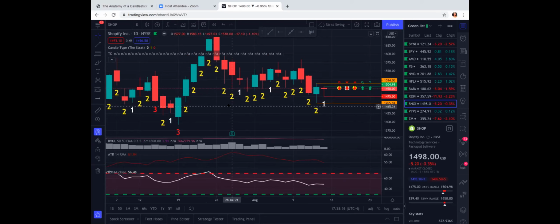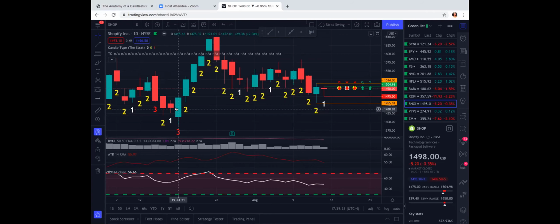So the 1 signifies a consolidation. It's an equilibrium between buyers and sellers. It doesn't break the high or the low of a previous candlestick. Your 2 candle is either going to be a 2 up or a 2 down. A 2 down breaks the low of the previous candle, and a 2 up breaks the high of the previous candle. It doesn't matter what color it is.